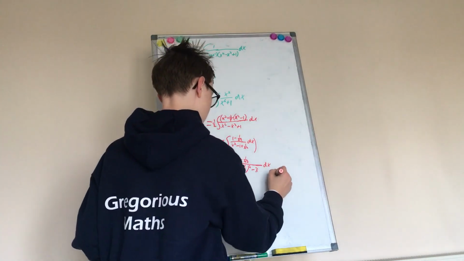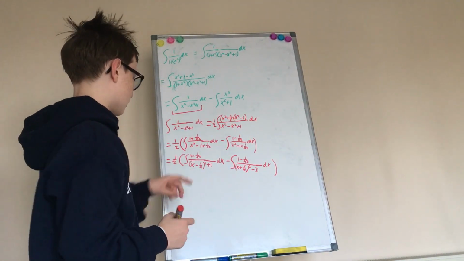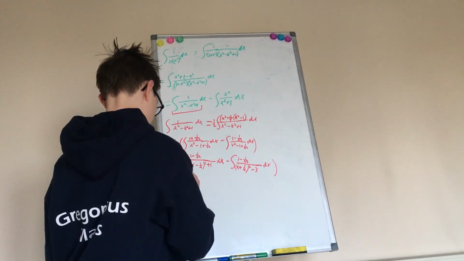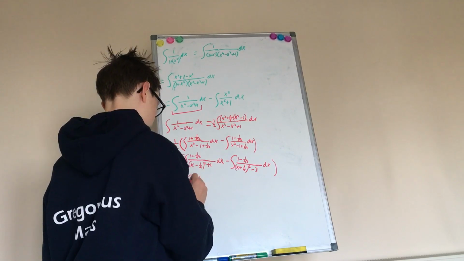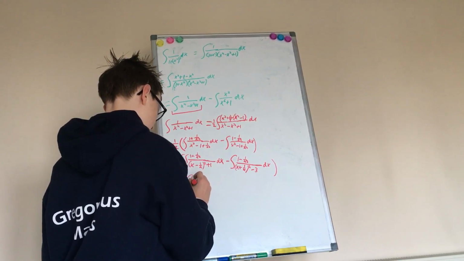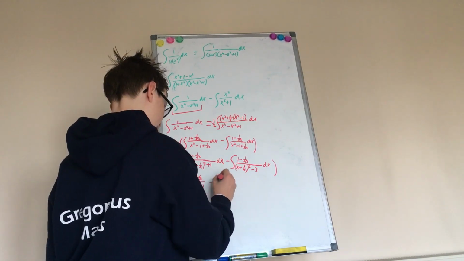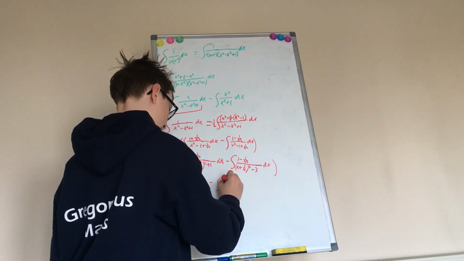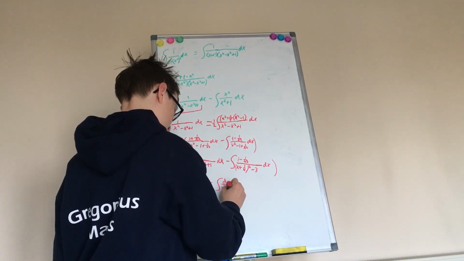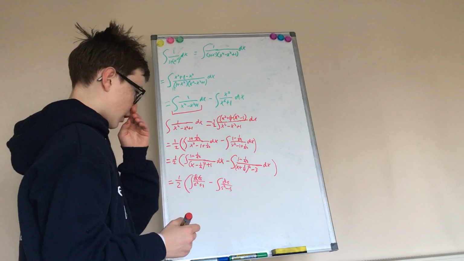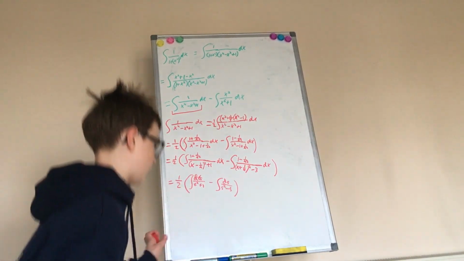dx. And now, letting t equal to that, for example, this equals 1/2 times the integral of dt over t squared plus 1 minus the integral of ds over s squared minus 3. Okay? Okay, so this one's a lot easier.